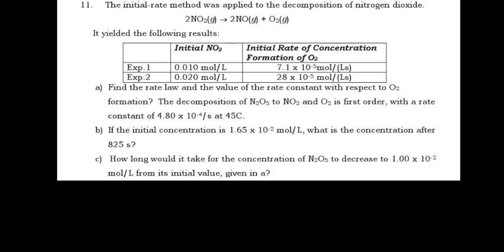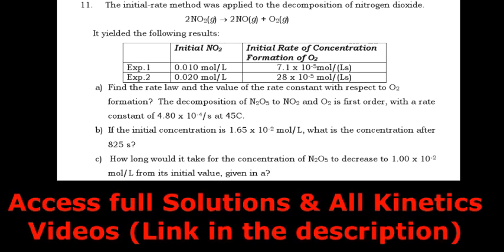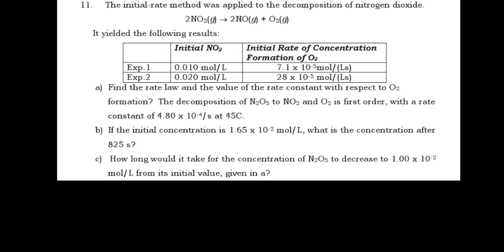Question 11 is our next question. The initial rate method was applied to the decomposition of nitrogen dioxide, as we can see. And then here we are told it yielded the following results. So you've got the initial concentration, and then you've also got the initial rate of formation of one of our products, oxygen. So in short, you've got the rate and the concentration for experiment 1 and 2. So find the rate law and the value of the rate constant with respect to oxygen.